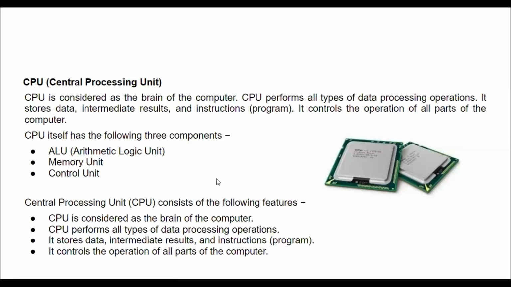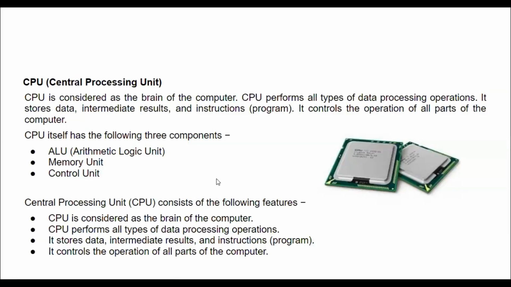The central processing unit consists of the following features. Okay, so the figure shows an example of a central processing unit. So it is also called a central processor, a main processor, or just a processor. It is the electronic circuitry that executes instructions comprising a computer program.